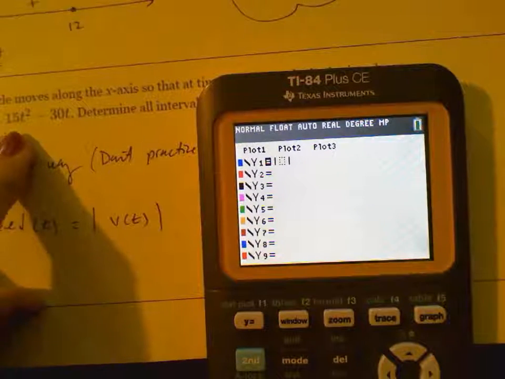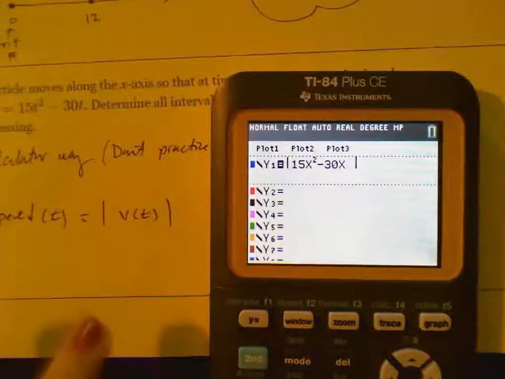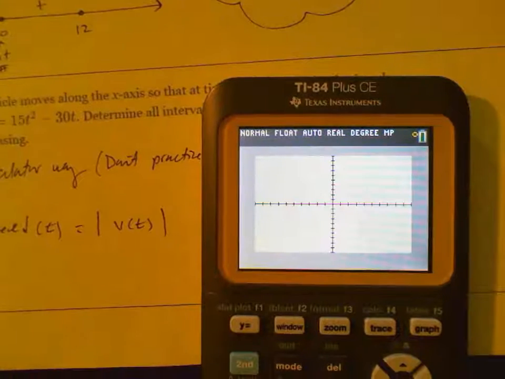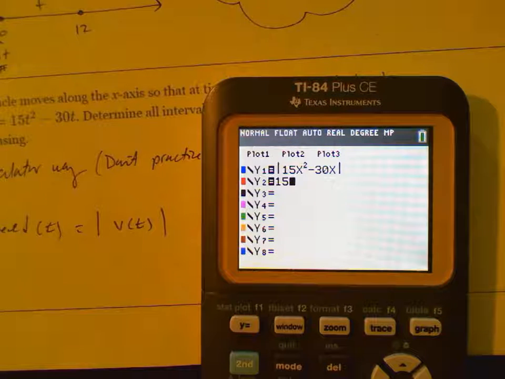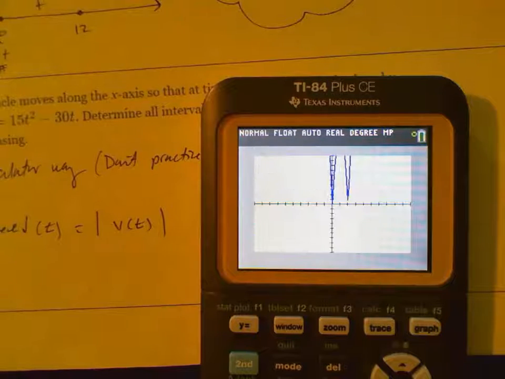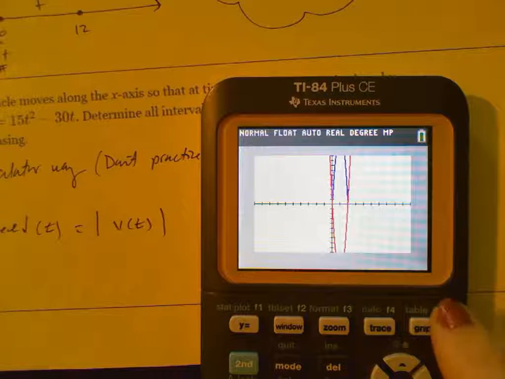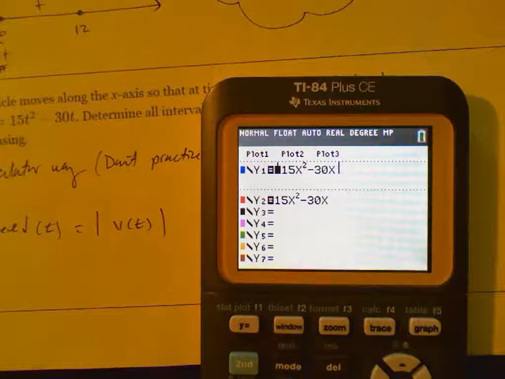Enough of being adorable. So this is 15 minus 30. I'm doing absolute values around the velocity function, so that's going to be the speed function. I want to know what the velocity one looks like. 15x squared minus 30x. Right, so the red one is velocity and the blue one is speed. I don't want that anymore.